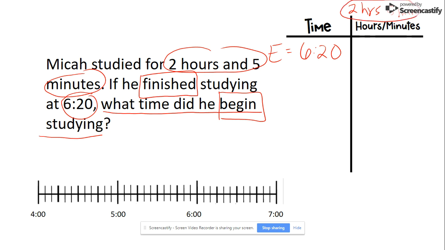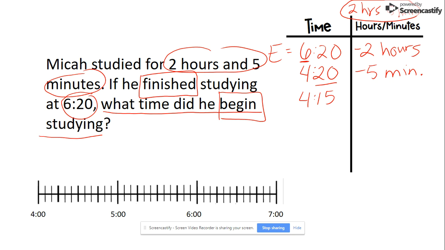I want to start with my hours first. I need to subtract 2 hours. So looking at only that hour side, 6 minus 2 would be 4:20. And now I only have to subtract 5 minutes. So minus 5. 20 minus 5 would put me at 4:15. So I know that he began studying at 4:15 and he stopped at 6:20.